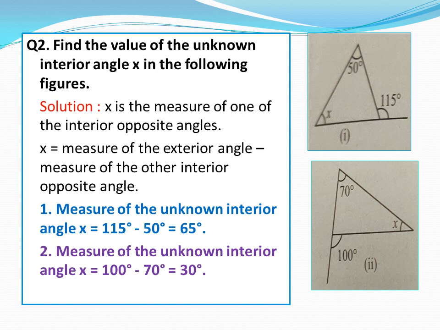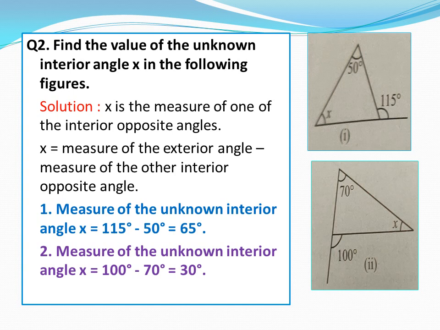The exterior angle that is given in the question, minus one of the interior opposite angles. The exterior angle is given and one of the interior opposite angles is also given. So we have to do the answer this way: exterior angle minus one of the interior opposite angles. Then we'll get the value of x.